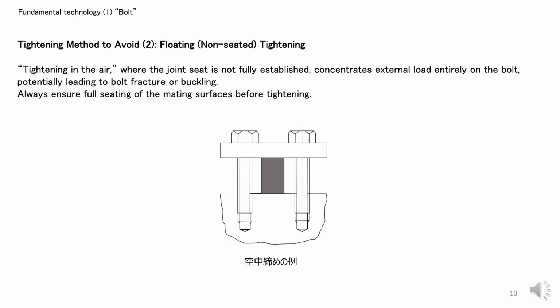Tightening method to avoid, 2: floating, non-seated tightening. Tightening in the air, where the joint seat is not fully established, concentrates external load entirely on the bolt, potentially leading to bolt fracture or buckling. Always ensure full seating of the mating surfaces before tightening.